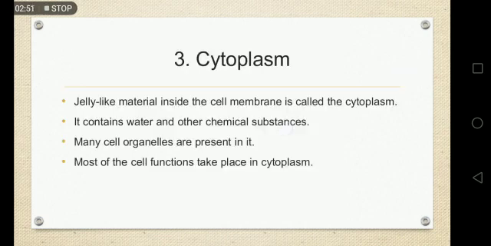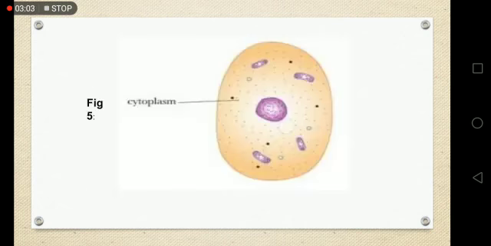The third organelle is the cytoplasm. The jelly-like material present inside the cell membrane is called the cytoplasm. It contains water and other chemical substances. Many cell organelles, like tiny cell structures, are present in it. Most of the cell functions take place in the cytoplasm.